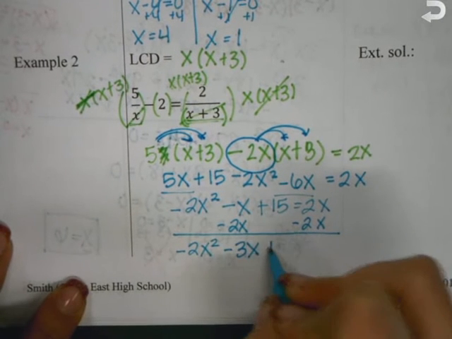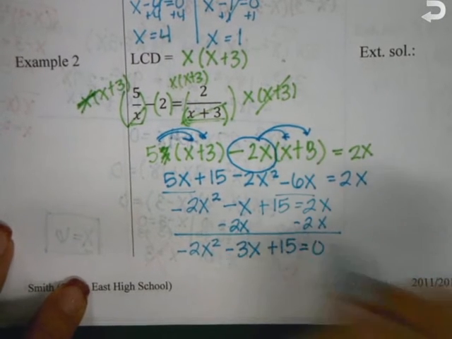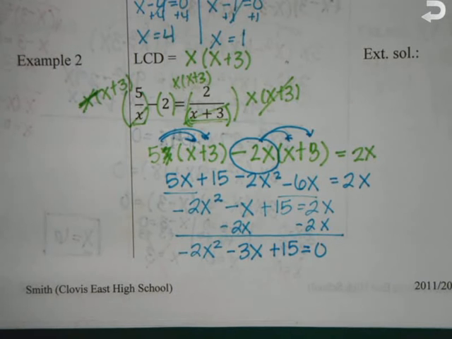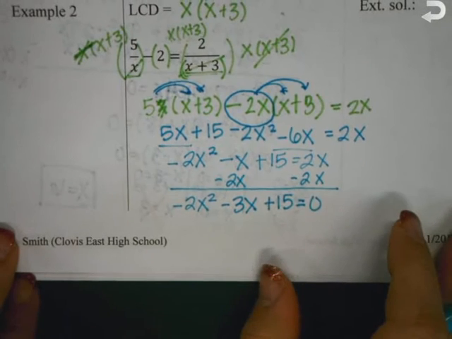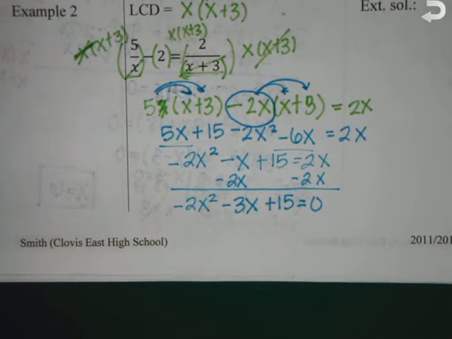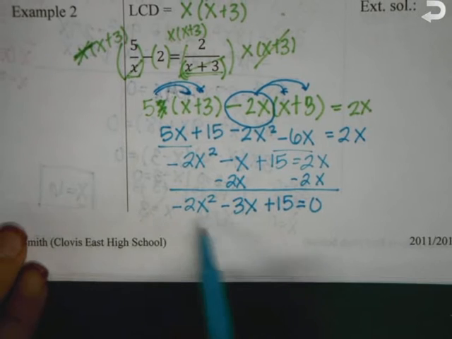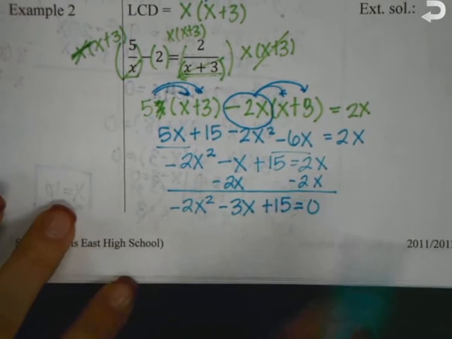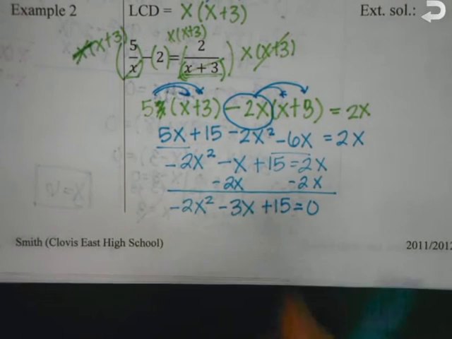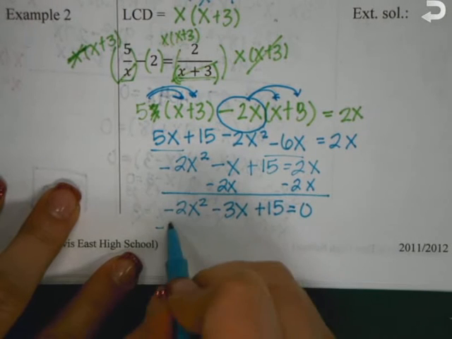Okay, and I do want to make sure that my x squared is positive. So I'm going to factor out the negative so that this x squared is a positive number. Okay, so we're going to factor out that negative, and we're going to get 2x squared plus 3x minus 15 equals 0.